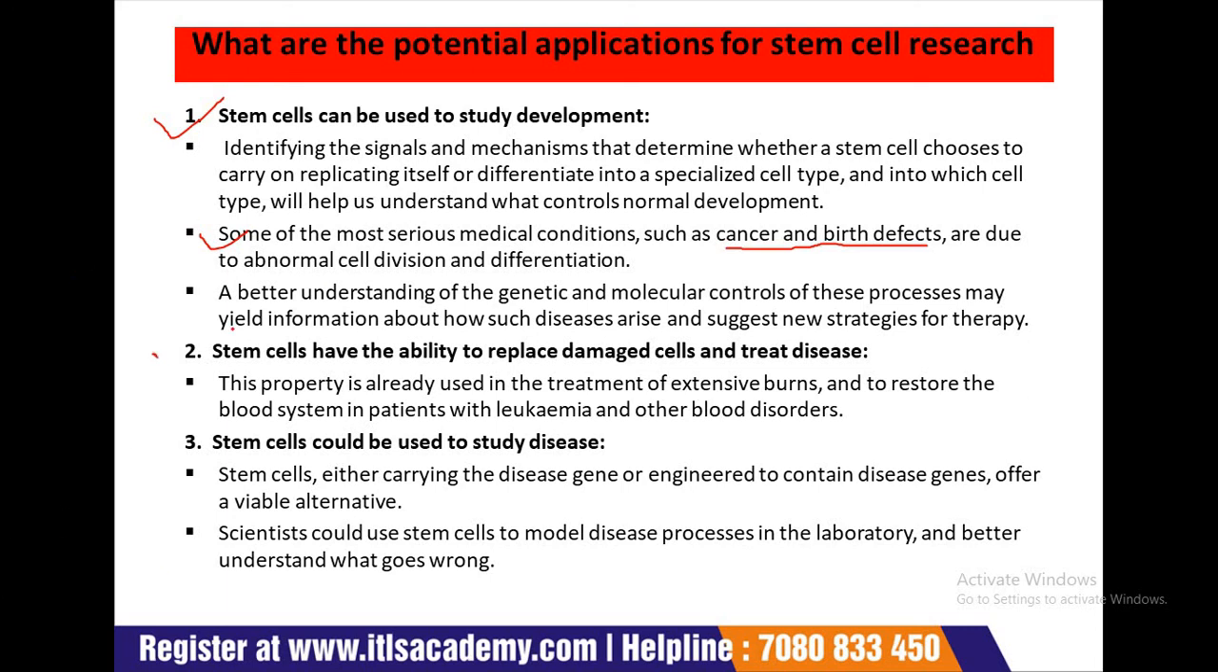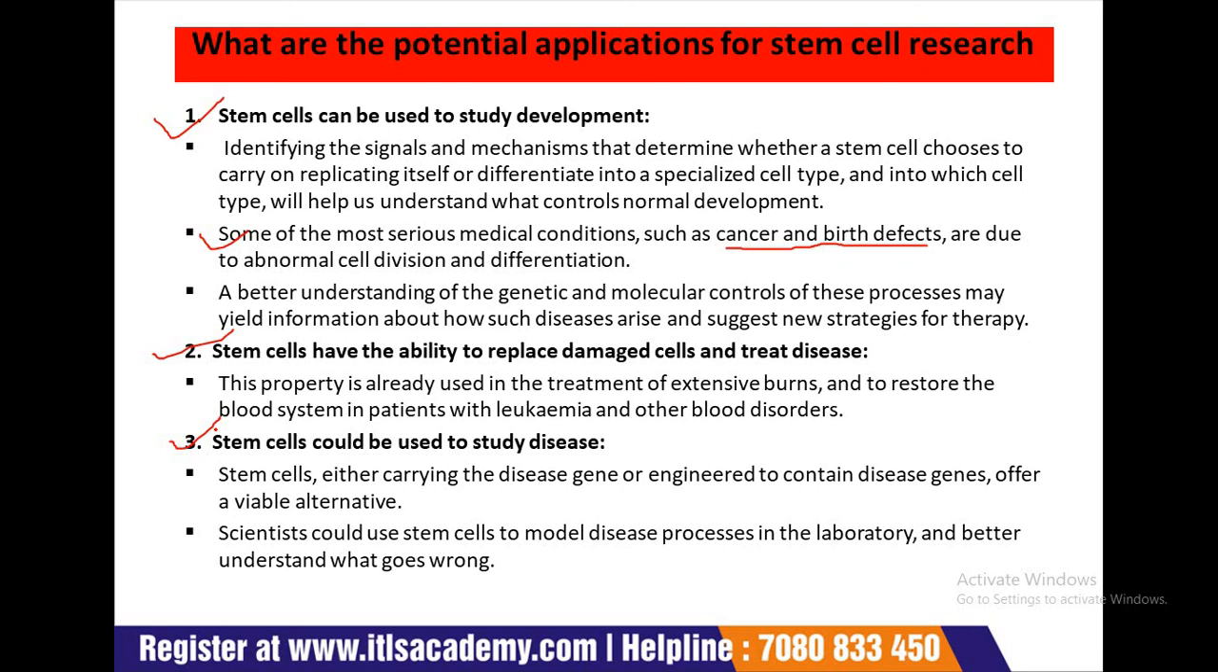The second application is that stem cells have the ability to replace damaged cells and treat disease. This property is already used in the treatment of extensive burns and to restore the blood system in patients with leukemia and other blood disorders. Stem cells may also hold the key to replacing cells lost in many other devastating diseases for which there are currently no sustainable cures. The third one is that stem cells could be used to study disease.